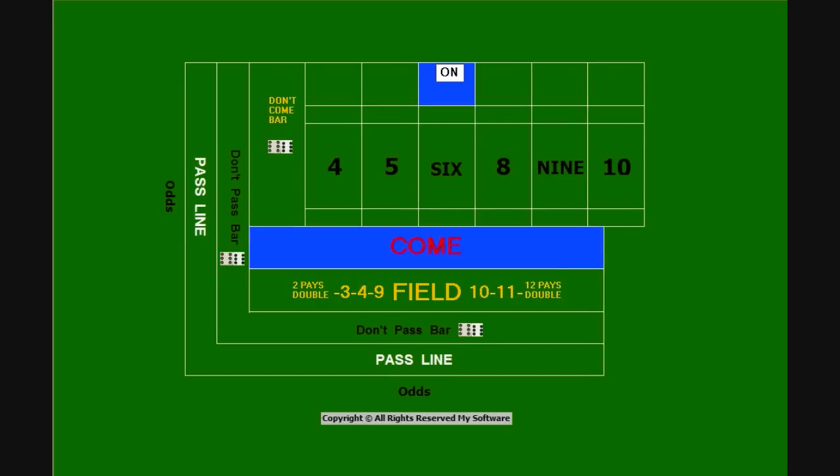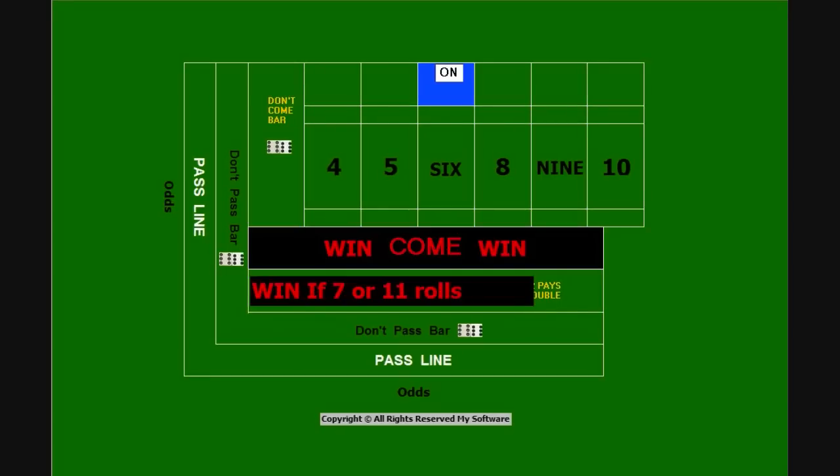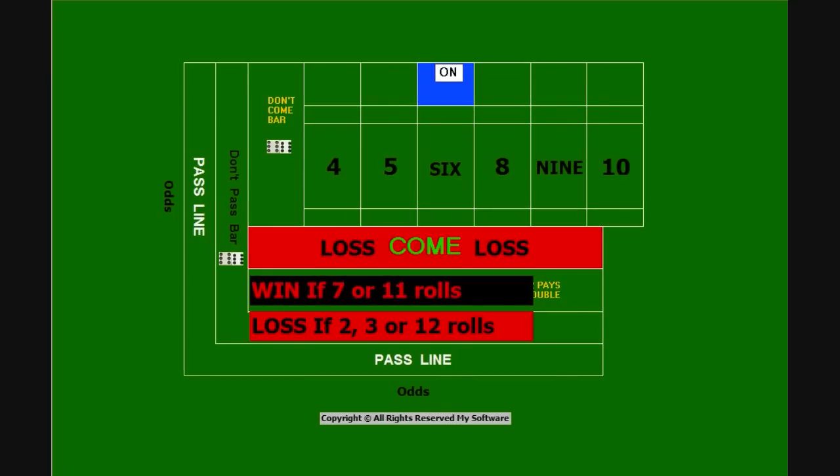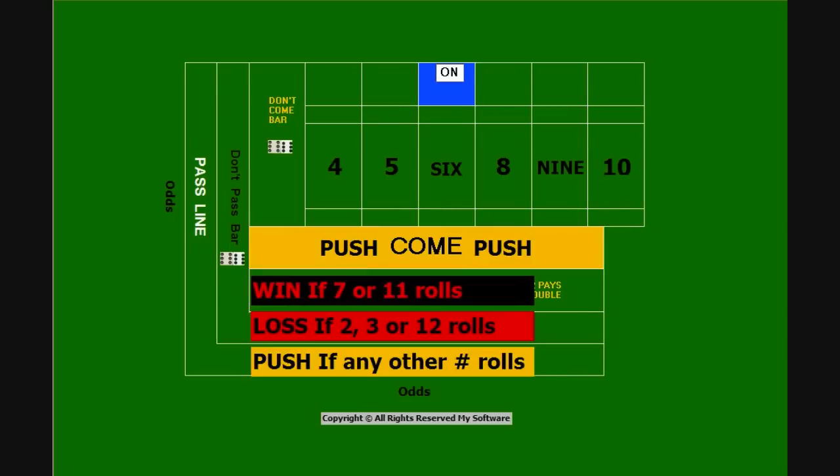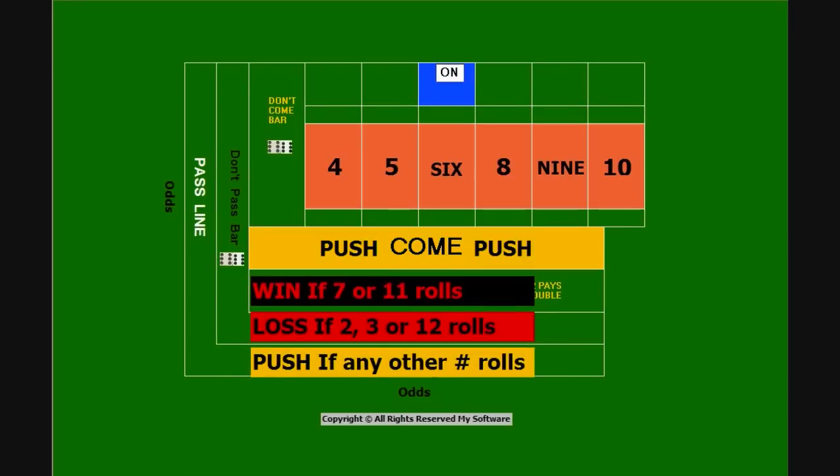Come bets in the come area of the layout win if 7 or 11 rolls and are paid even money. Come bets in the come area of the layout lose if 2, 3 or 12 rolls. Come bets in the come area of the layout push and are moved to the number rolled if any other number rolls, because 4, 5, 6, 8, 9 or 10 will roll.